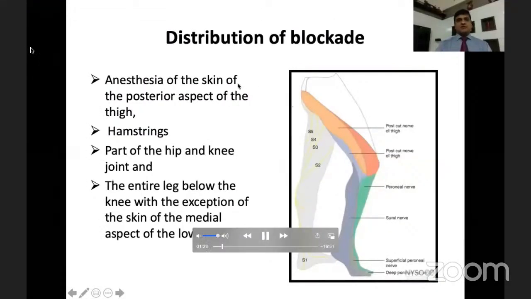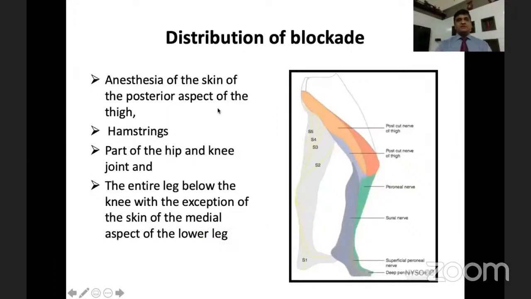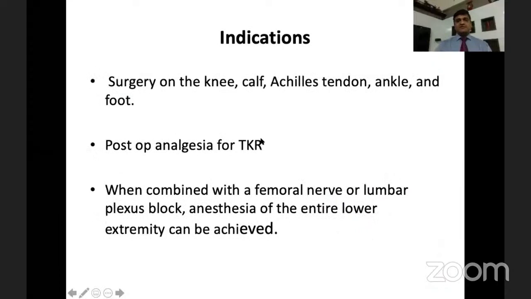Distribution of blockade. Sciatic nerve block results in anaesthesia of the skin of the posterior aspect of the thigh, hamstring muscles, part of the hip and knee joint, and the entire leg below the knee, with the exception of the skin of the medial aspect of the lower leg and foot, which is supplied by the saphenous nerve. Coming to indications, it is indicated in surgeries on the knee, calf, Achilles tendon, ankle, and foot. It is also used in post-op analgesia. When combined with a femoral or lumbar plexus block, anaesthesia of the entire lower extremity can be achieved.